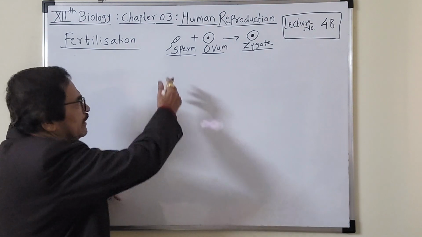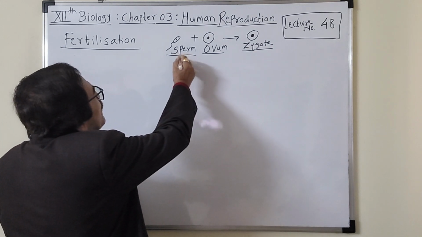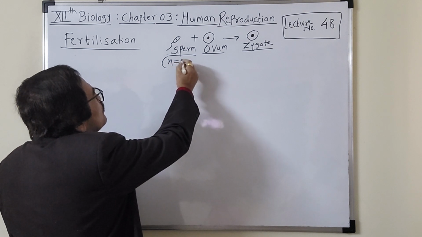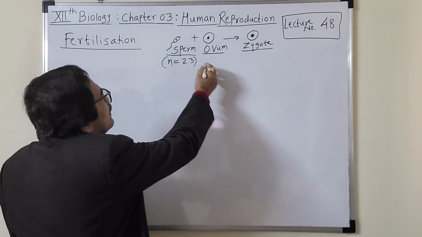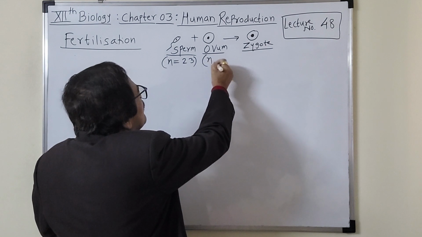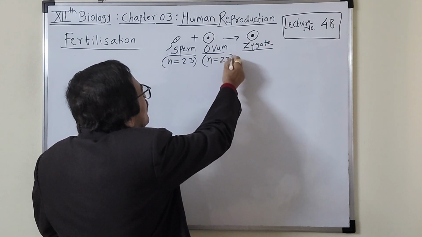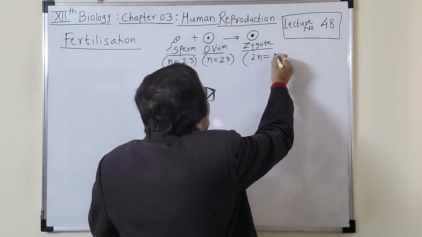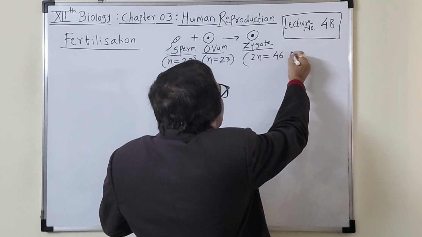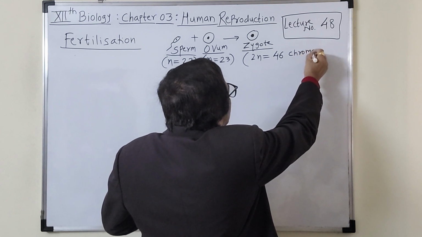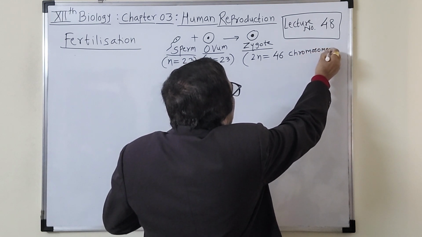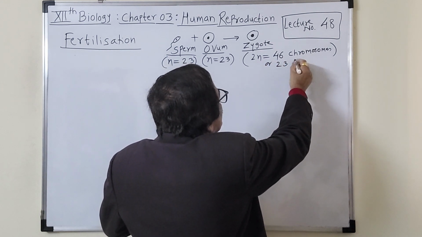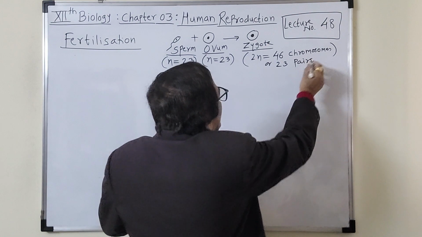Now we have to discuss one other point. The sperm has a haploid number of chromosomes, so how many chromosomes are there? 23. The ovum is also haploid, and it also has 23 chromosomes. The zygote is diploid and has 46 chromosomes. That means 23 pairs. So diploid and haploid, you know.